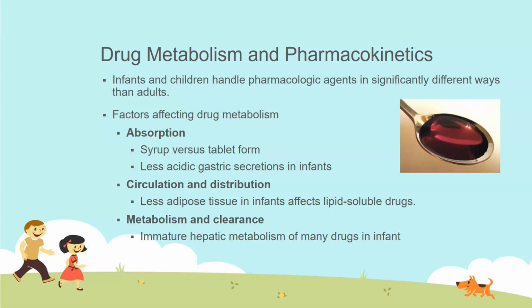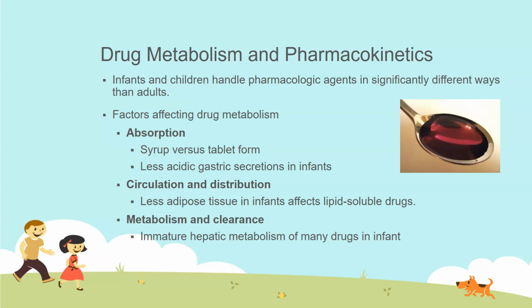And drug metabolism and pharmacokinetics for pediatric patients. So infants and children will handle pharmacological agents in significantly different ways than adults. There are factors that affect drug metabolism, such as absorption. A lot of the pediatric medications are in syrup forms versus tablets, especially for infants, because you cannot get infants to take pills. You may get some children to take pills, but a lot of times it's just easier to get them to take a syrup. And then they have less acidic gastric secretions, so that can also affect how it metabolizes or interacts with the drug.